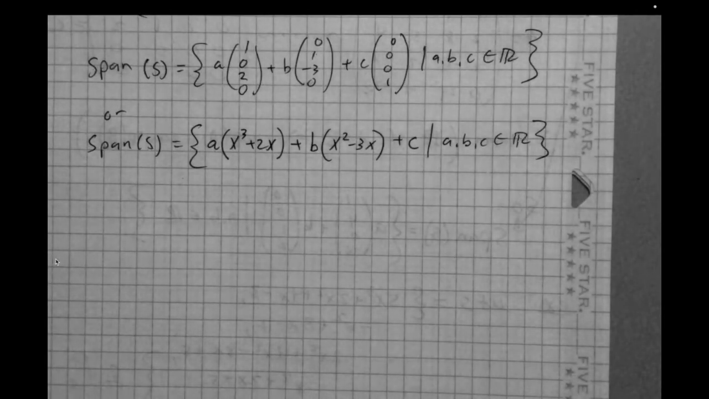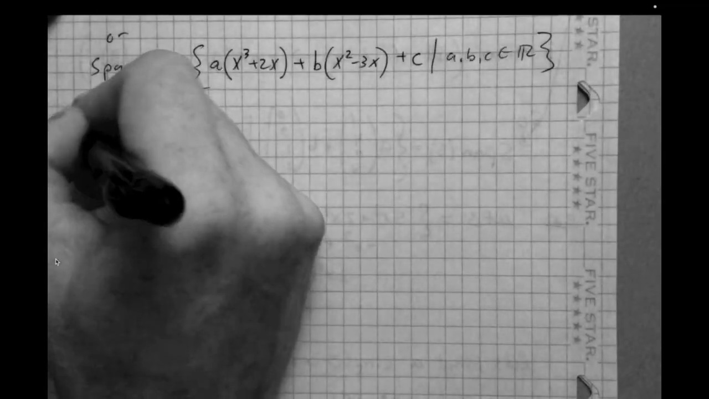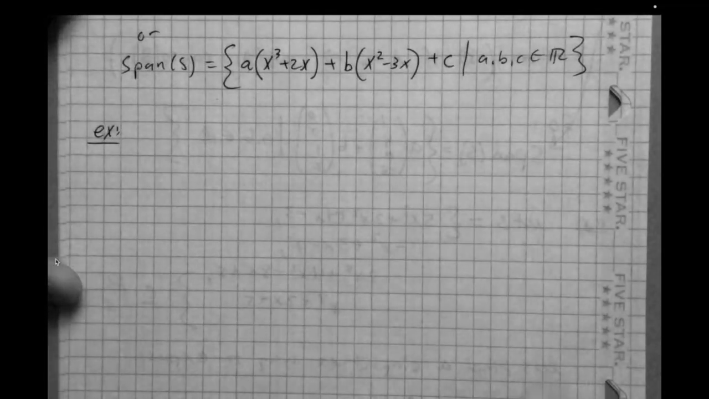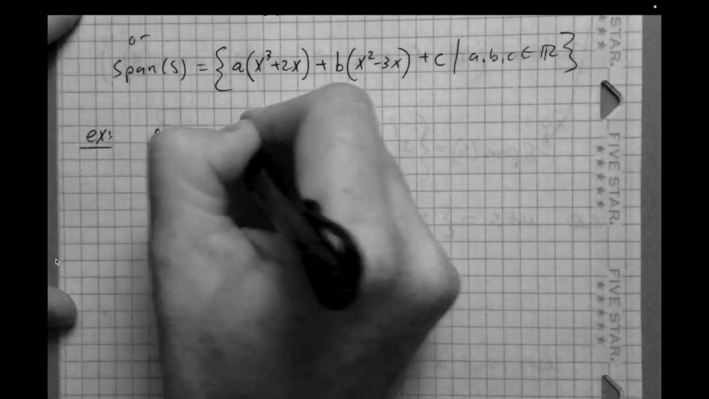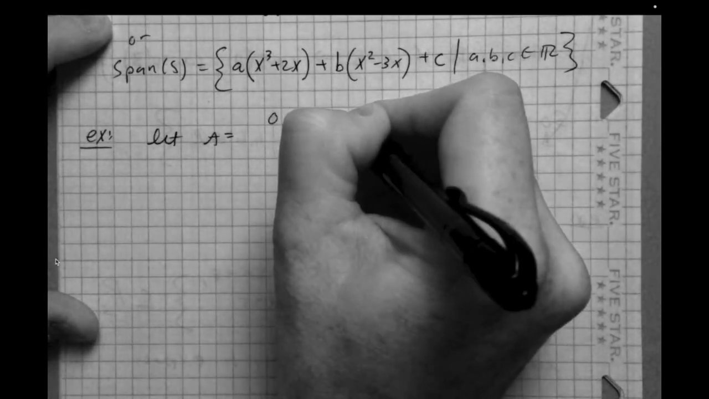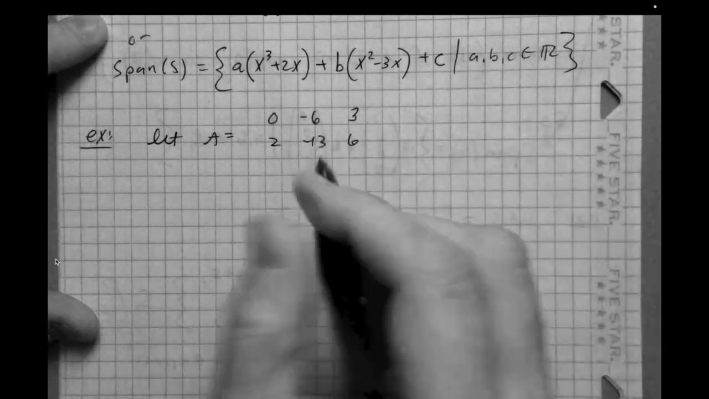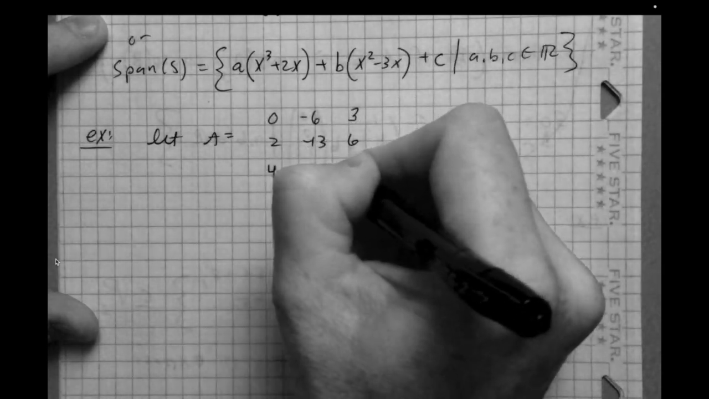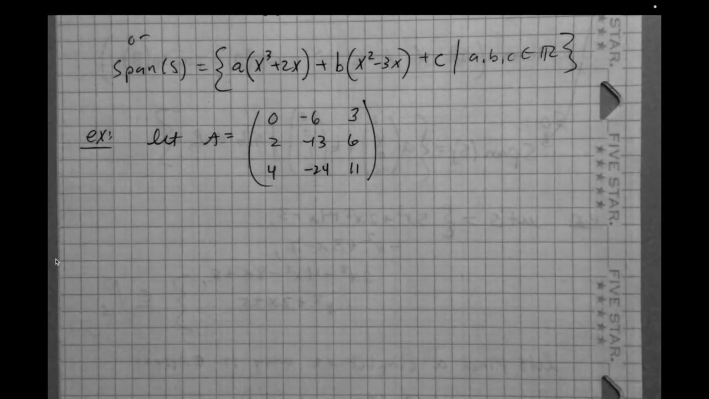All right, and let's do one last example, I think, and then we'll call it quits on the span. The last example I want to do is start with a matrix A, and we're going to dig out what the eigenspace looks like, and then talk about the eigenspace and span here. So let's let A equal 0, -6, 3, 2, -13, 6, and 4, -24, 11. Okay, and so this is just the matrix A.